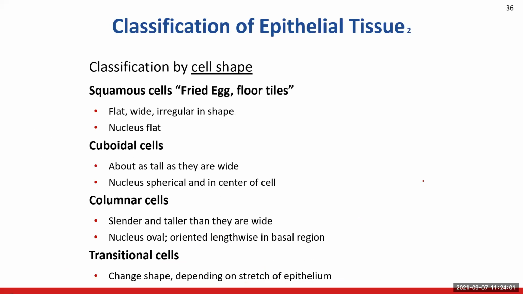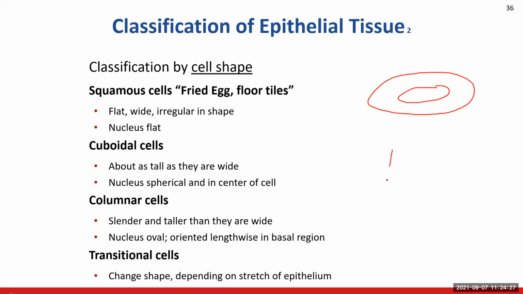All right, so the second tool that we're going to use to classify epithelial tissue is the shape. So we have a couple different cell shapes here. The first one is squamous. And the squamous is going to look like, to me, a fried egg. It's flat, or it looks like a floor tile. And the nucleus is flat too. So that's the squamous cell: flat, wide, regular in shape.